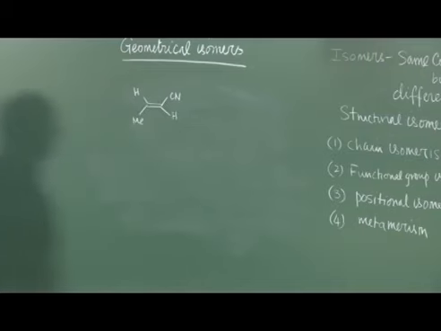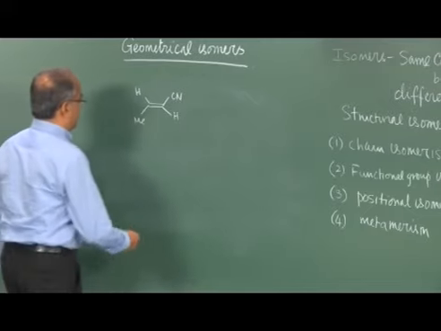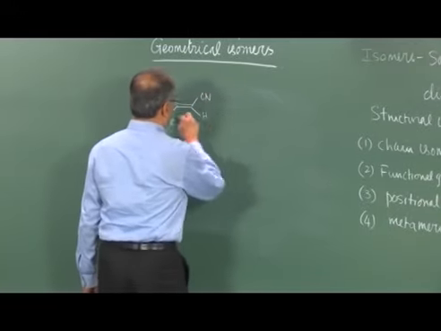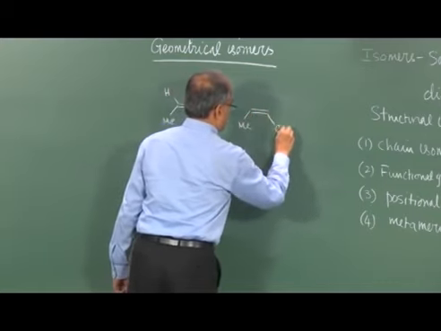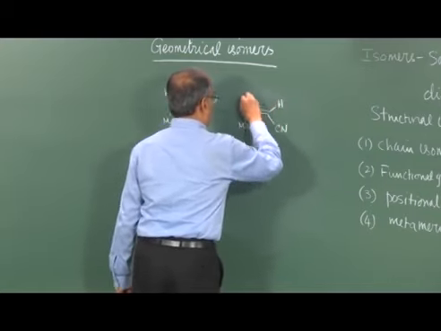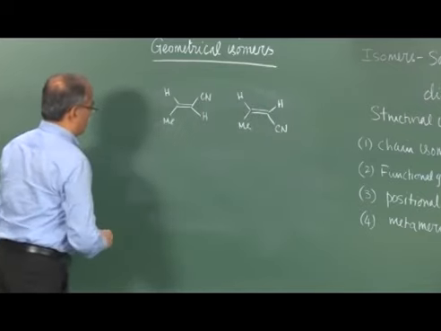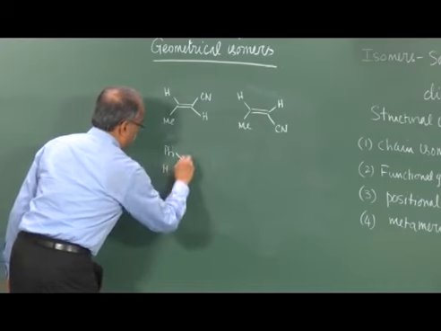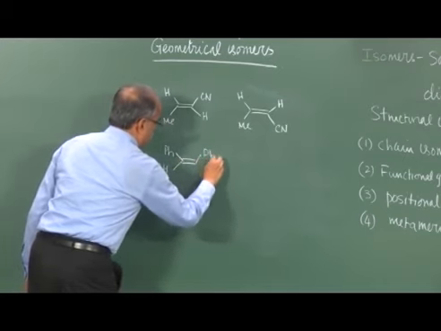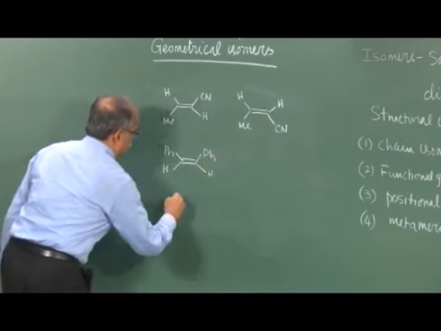Butanonitrile is the compound that I have written here. This is the trans isomer. It can also exist in the form of the cis isomer, which is this particular isomer. This is the cis isomer of stilbene.